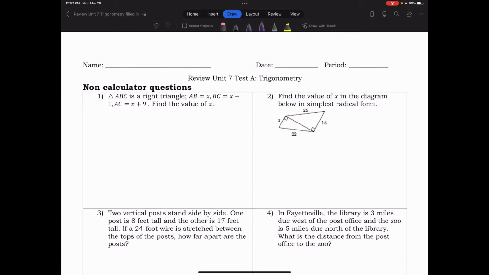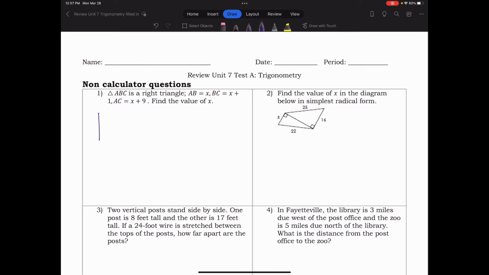All right, so we're going to start with the Pythagorean theorem problems. The first one here, triangle ABC is a right triangle. I'm not going to actually draw everything in because this one's a bit tricky. It says AB is equal to x, BC is equal to x plus 1, and AC is equal to x plus 9.